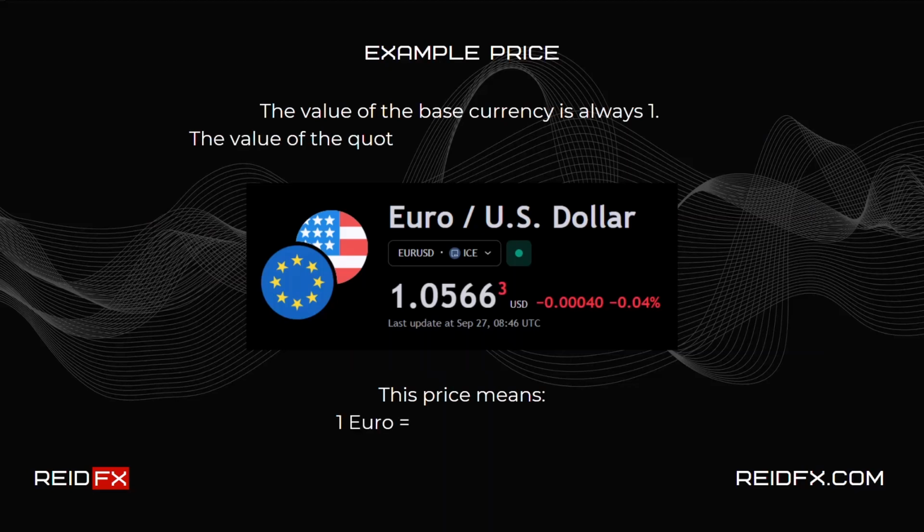So if we look at an example from a broker, this is how the price would be displayed, okay? So this is our base currency and this is our quote currency. Now the value of the base is always 1 and the value of the quote currency is always changing. It will constantly fluctuate. So these numbers here will always be moving. Now the way you read this price is €1 equals 1.05663. Remember the base is always 1, so it's €1 equals this many US dollars.